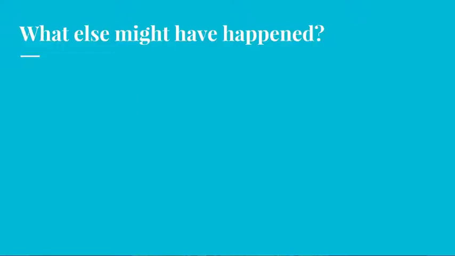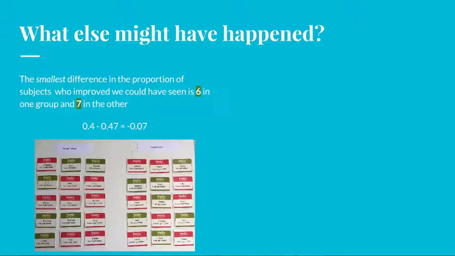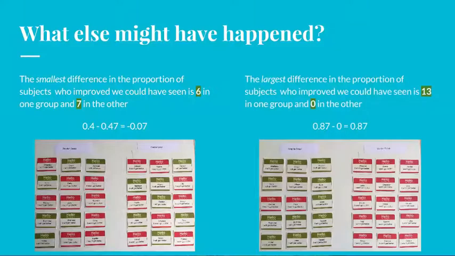What else might have happened? Well, we could have seen that the smallest difference in the proportion of subjects who improved is 6 in one group and 7 in the other. The largest difference in the proportion of subjects who improved we could have seen is 13 in one group and 0 in the other.